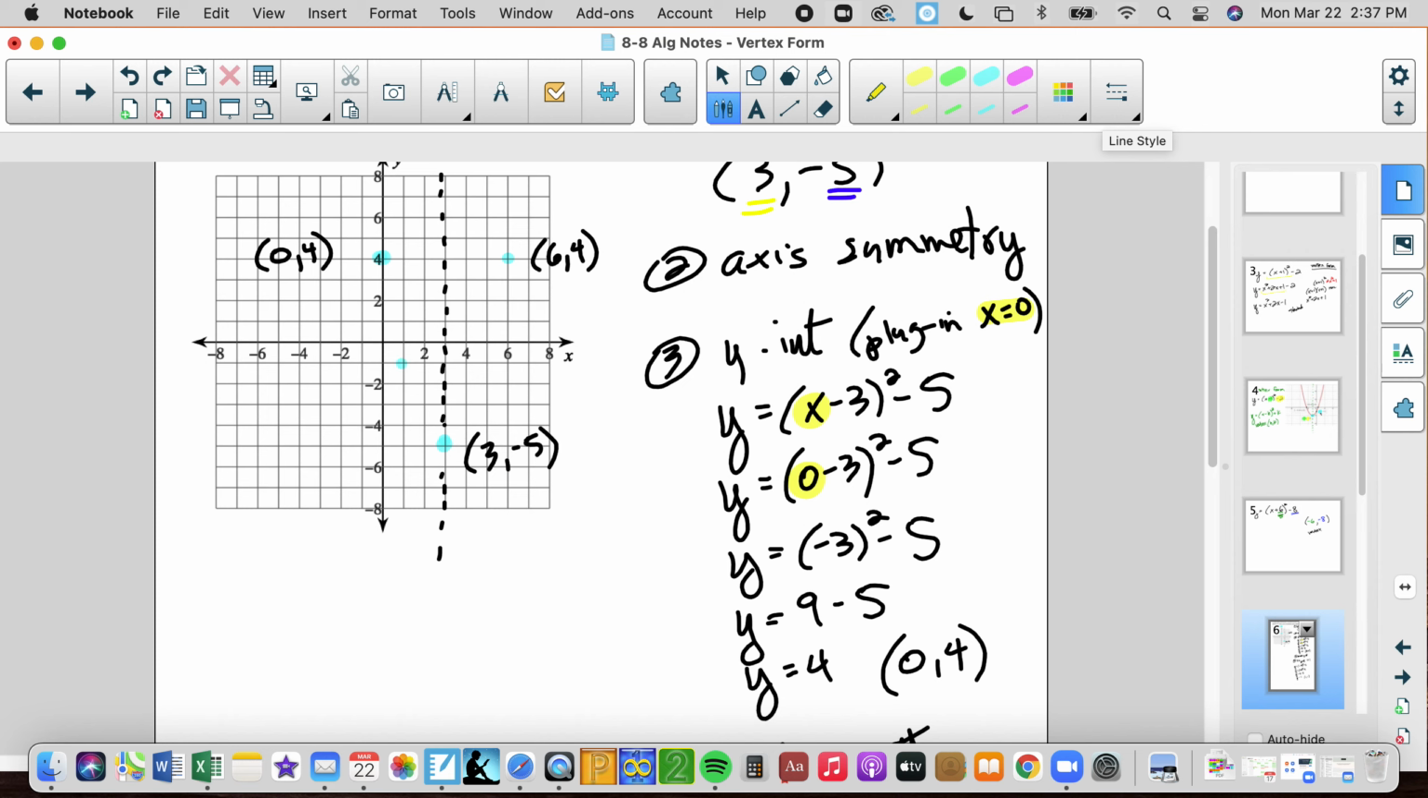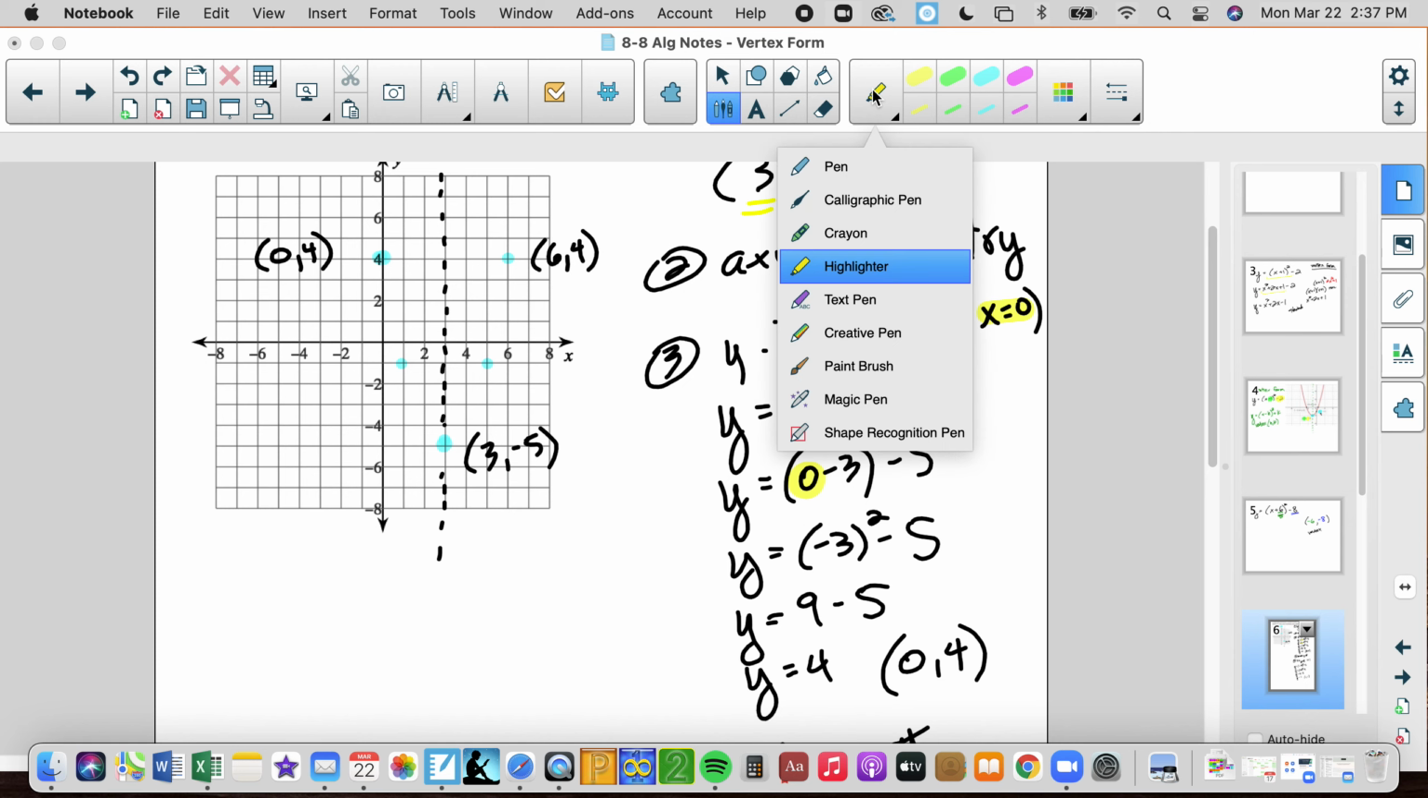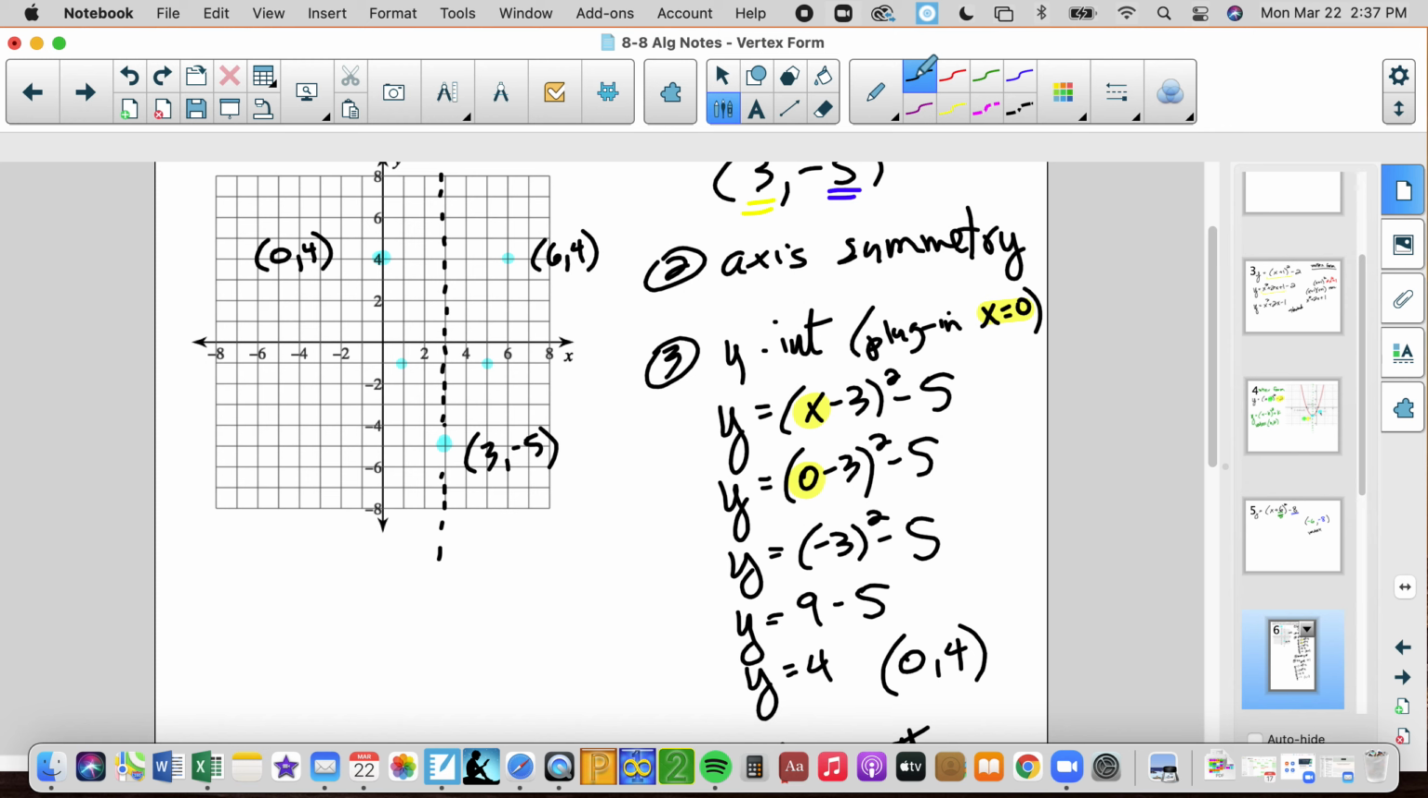It is 2 spaces away, so I'm going to make its mirror point there. And now I'm going to label those points. I know that that point was 1, negative 1, and this point is going to be 5, negative 1. I have 5 points, and now I can connect them with arrows. I have my 5 coordinates, and then I have my parabola with arrows.